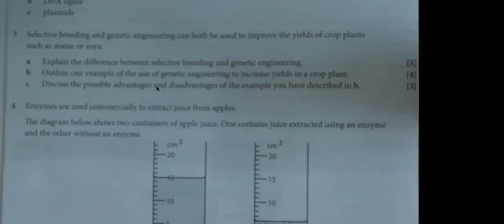Okay. Discuss the possible advantages and disadvantages of the example you have described in B. So you mentioned the Bt crop of cotton, and then you are also talking about the golden rice. And also the genetically engineered crop which is resistant to the herbicide, so the pesticide cannot damage the crop, it will damage the weeds selectively. So what will be the advantages or disadvantages?